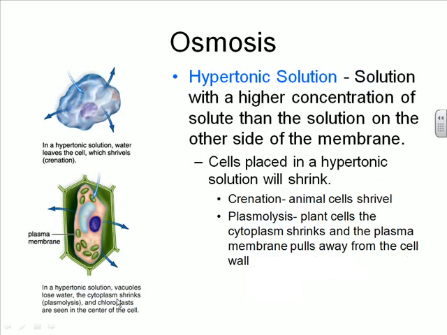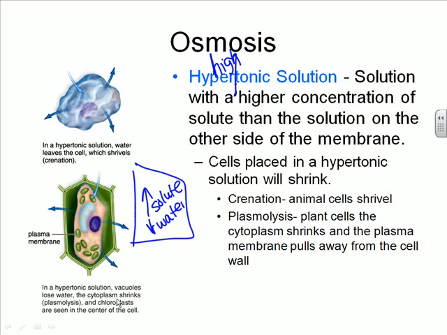Now the other type of solution is a hypertonic. Hypertonic means high. So we have a solution where we have high solute, therefore we have a little bit of water. So what if we take a cell that has water in it and we place it down into this solution? Well, the cell suddenly now has the higher concentration, and the solution we've put it in has the lower. So water is going to move out of my cell and into my solution, which is going to cause my cell to shrivel up or shrink.